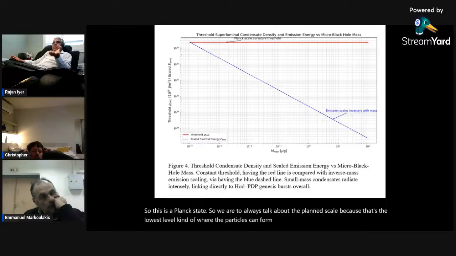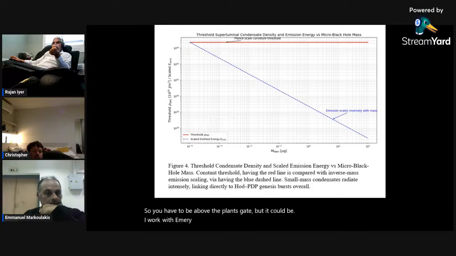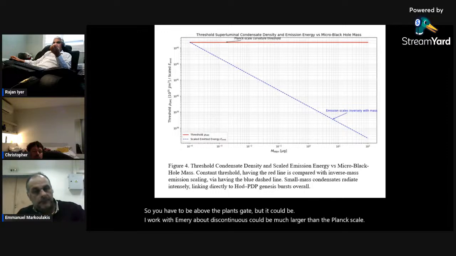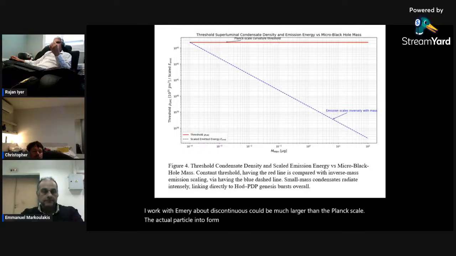Anything below that will just be a field. So you have to be above the Planck scale. But I work with Emery about discontinuum physics. It could be much larger than the Planck scale. The actual particle to form may be much larger than the Planck scale level. So the actual critical or stable particles will be much higher than the Planck scale aspects.